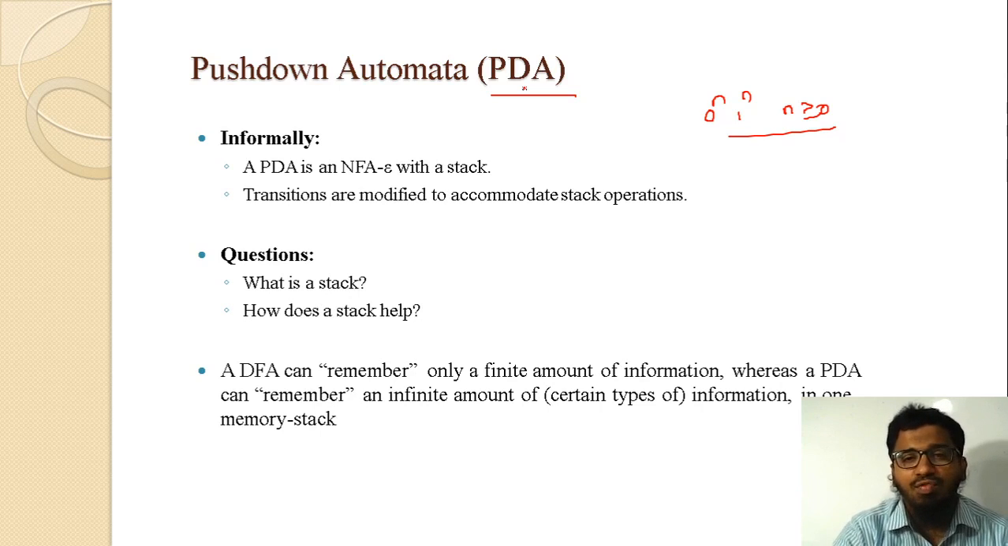Means, even if we have infinite, we can solve it with the help of PDA, but we need to take some initial value, some value like k. That I will explain to you in this video. Next, what is a PDA? It is an NFA with epsilon transitions and a stack. So, PDA has the epsilon as well as the stack.